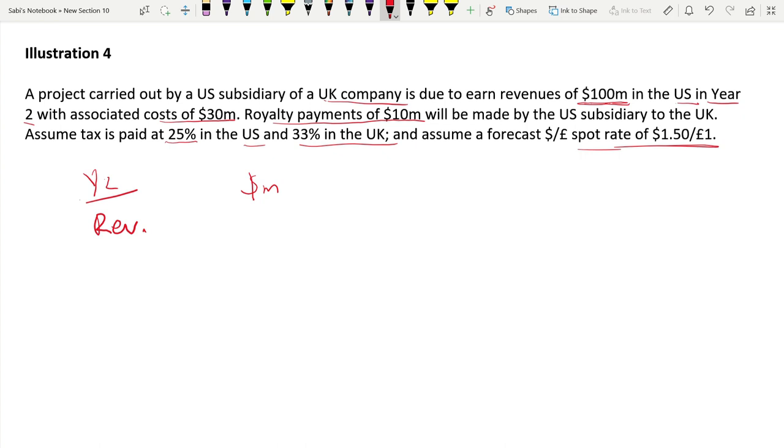So first, let us write everything in dollars. Revenue is given as 100. We are dropping down the million, so just write 100. Then we are going to deduct the cost. Cost is 30 million. Deduct 30. Royalties also you have to deduct. That is also a cost. Who is paying royalty to whom? Here, royalty payments of 10 million will be paid by the US subsidiary to the UK. So from the point of US only, for US it's a cost, but for UK it's an income. Okay, so 10.